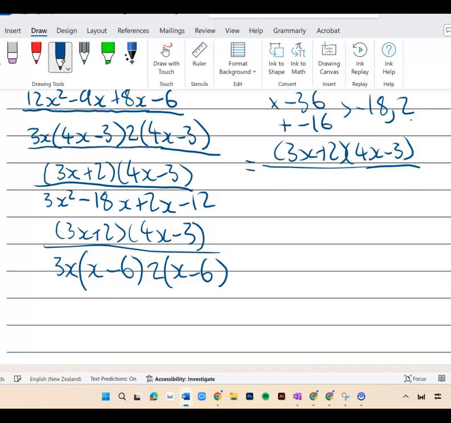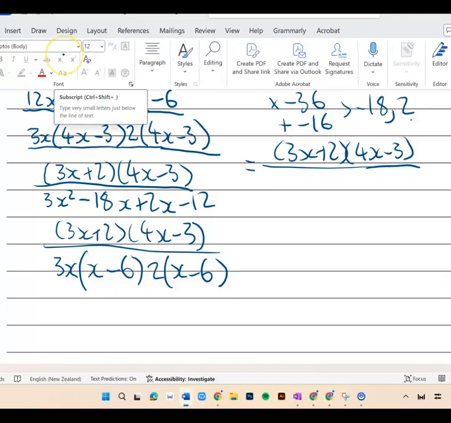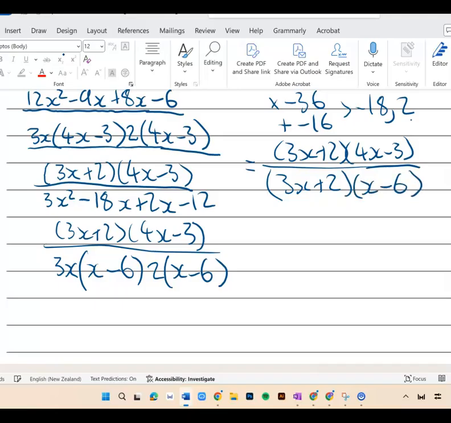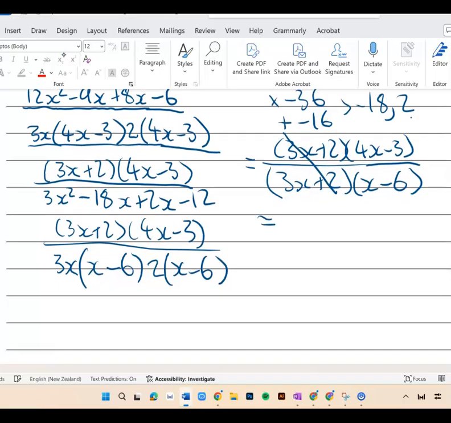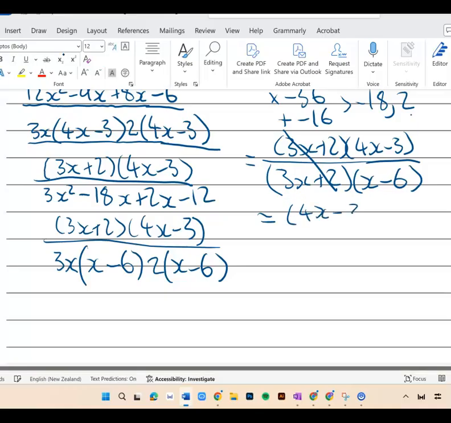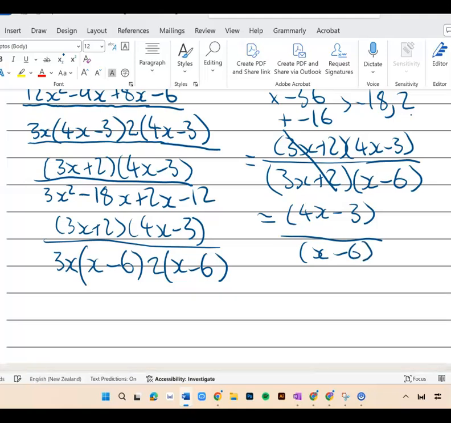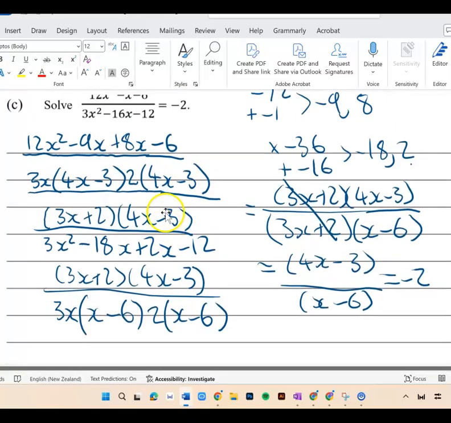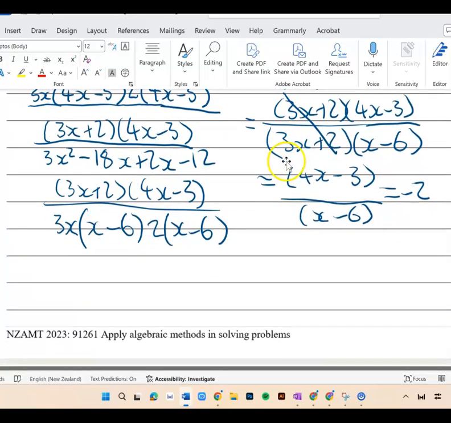That was the top row from before. And we have 3x plus 2 and x minus 6. Alright, now notice how we can cancel out these two. So we'll have 4x minus 3 over x minus 6, and all of that equals negative 2, remember, because to start off the equation, we still have this negative 2.